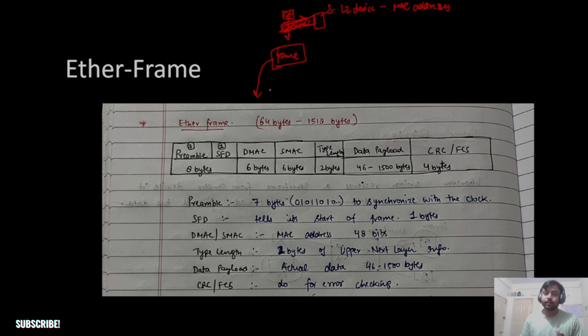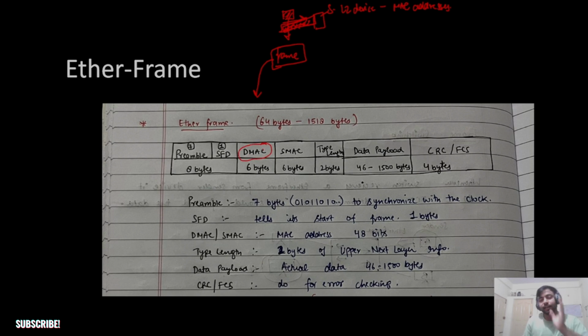Ether frame is a minimum of 64 bytes of data in a frame, and maximum it can go up to 1518 bytes. The first 7 bytes of the frame is the preamble, and the preamble is a part of the ether frame which is defined to synchronize the clock between the devices. Next we have 1 byte of SFD, start frame delimiter. It is 1 byte which says from here my main frame starts, and after that we have destination MAC address, source MAC address, and type length.